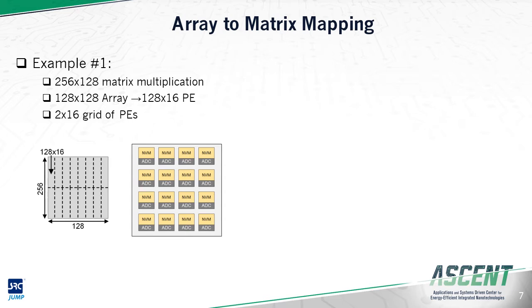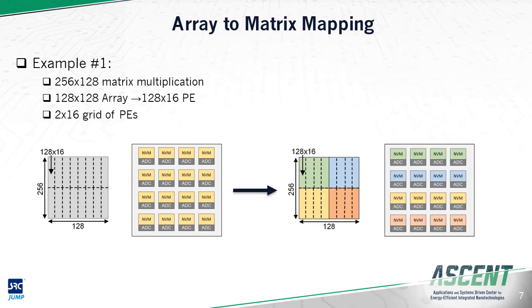For the first example, we want to map a 256 by 128 matrix multiplication to some hardware. Our hardware consists of 16 128 by 128 arrays. So if we slice up the 256 by 128 matrix into 16 128 by 16 matrices, it becomes clear that we can just map each one to one of our 16 PEs. The figure on the right shows a color-coded version of how we do this mapping.